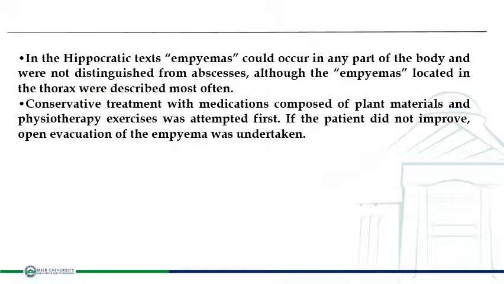Empyema is one of the oldest surgical diseases. Hippocrates, 600 years before Christ, described empyemas and said in his texts that empyemas could occur in any part of the body and weren't distinguished from abscess, although the empyemas located in the thorax were described most often. Conservative treatment with medications composed of plant material and physiotherapy exercises was attempted first. If the patient didn't improve, open evacuation of empyema was undertaken.